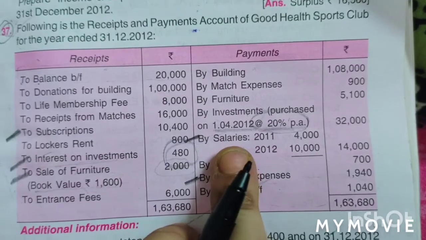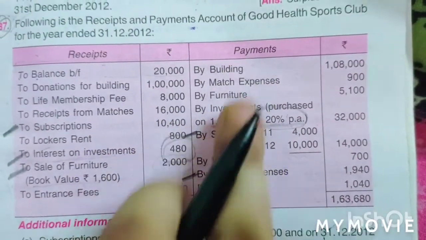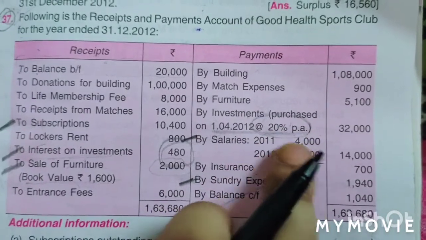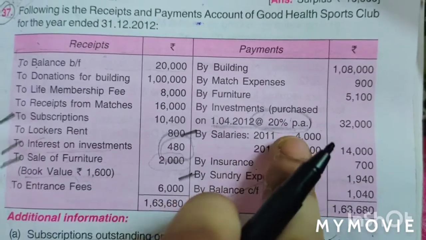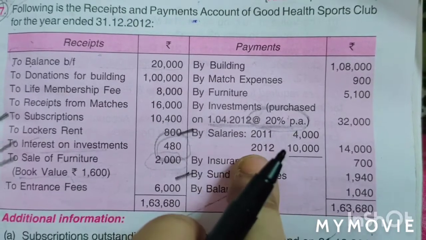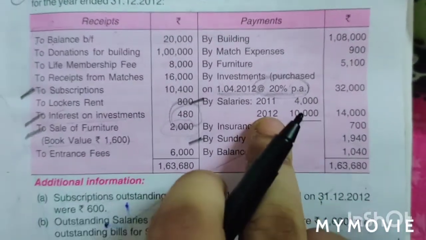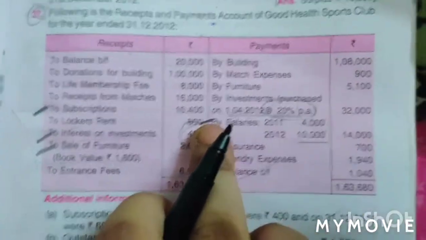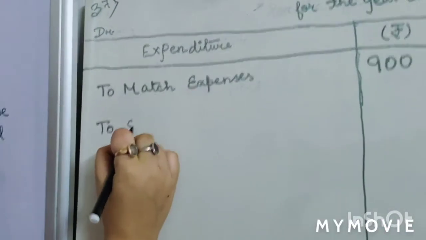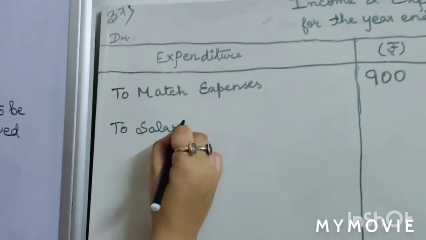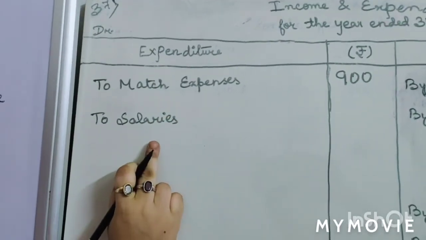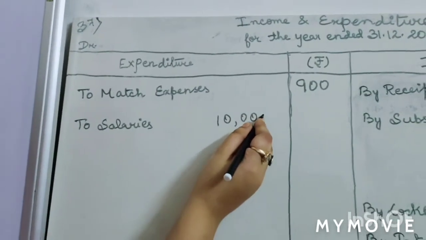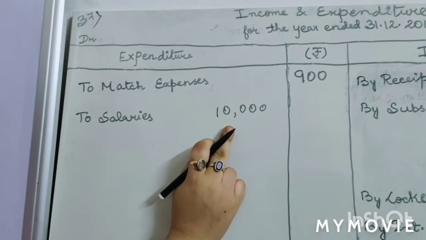Next, salaries. Now salaries are recorded on the payment side, that means salaries is an expense. Now we won't write the salary of 2011. We have to write the salary for the current year, and since we have an adjustment, first we will write two salaries. We will write the current year balance, the balance of 2012, that is 10,000, and since it has an adjustment, I have written it in the inner column.